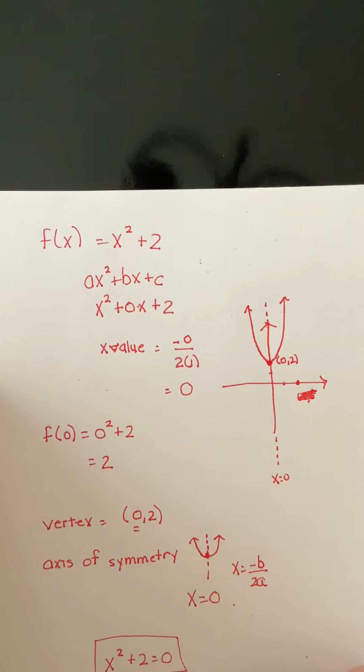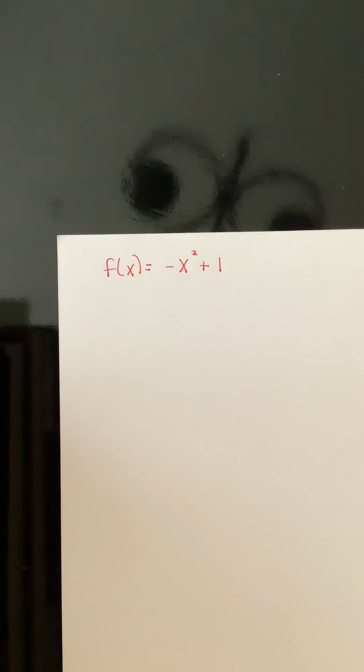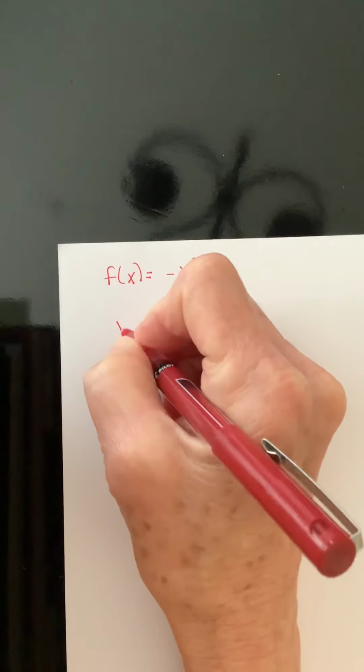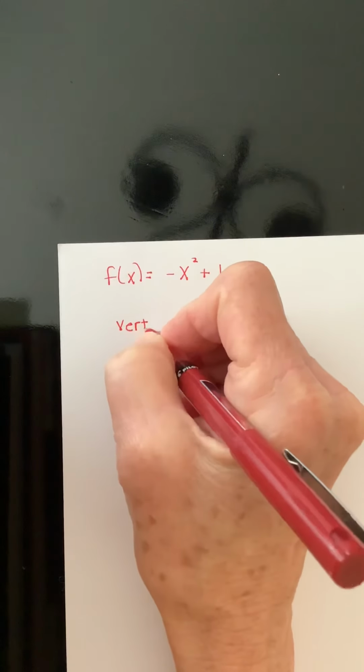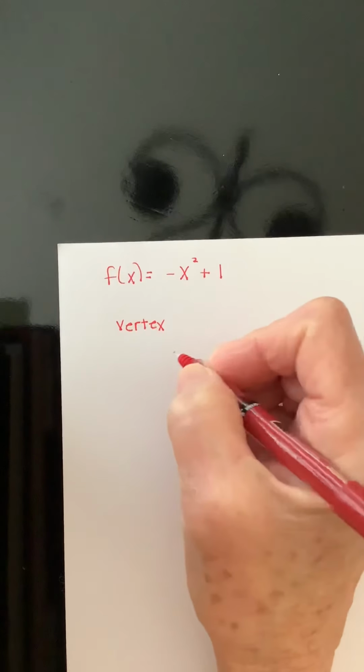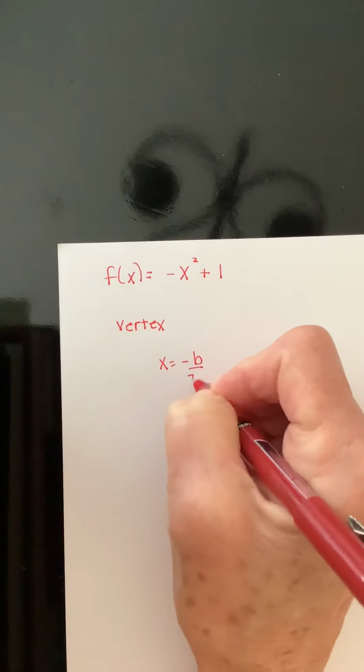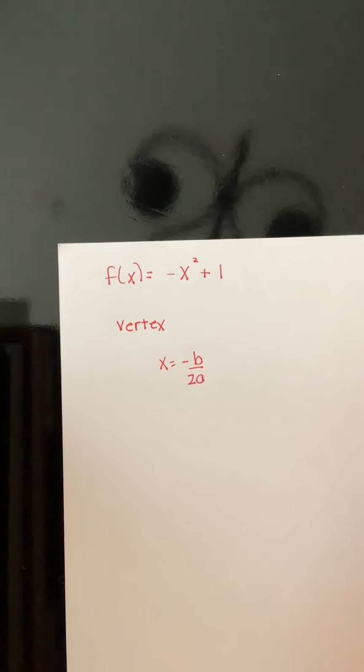But let's do another problem. We have f of x is equal to negative x squared plus 1. This negative lets us know that it's going to open down. So the first thing that we want to do is find our vertex. To find our vertex, the x is going to be the opposite of b over 2a. Well, this is a lot like the problem that we just did.